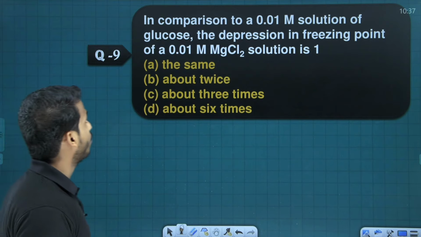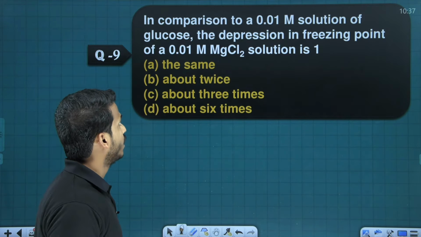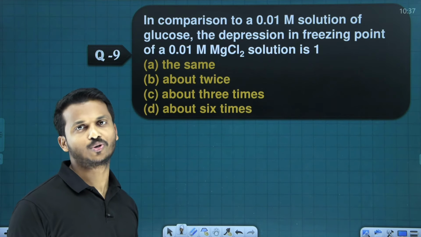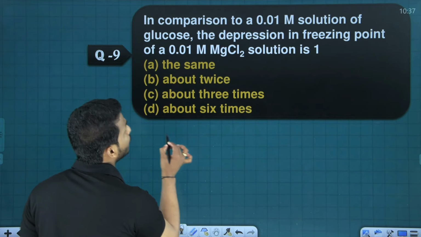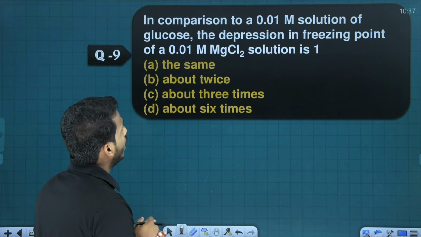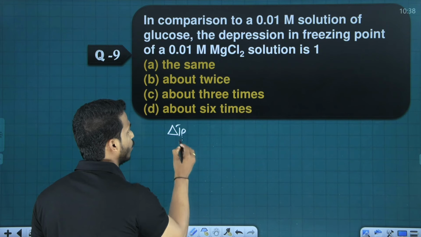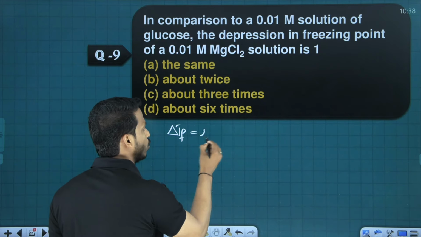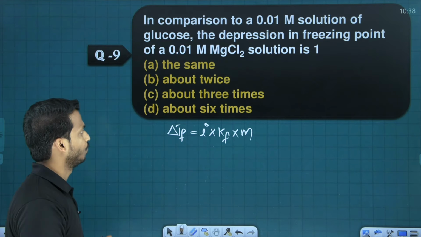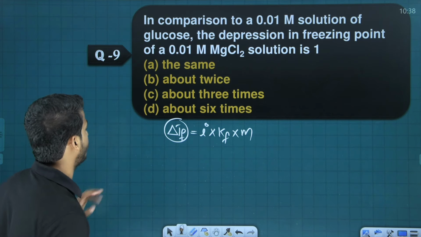Next, in comparison to a 0.01 molar solution of glucose, the depression in freezing point of a 0.01 molar MgCl2 solution is... Very simple. Actually, molality is just a concentration. What is the depression in freezing point expression they're asking? Delta Tf is equal to i into Kf into m, molality. So delta Tf is the factor they're asking. What is the first solution?